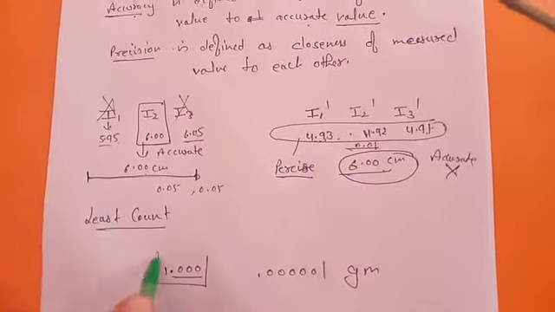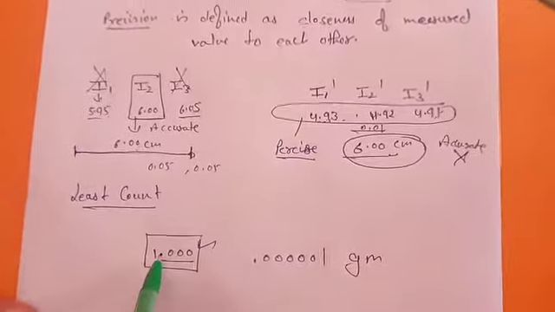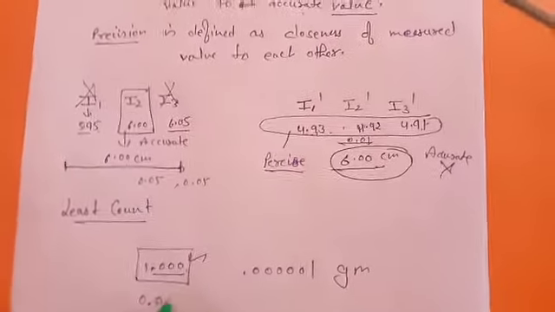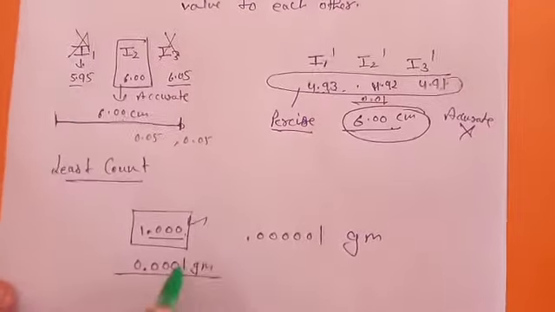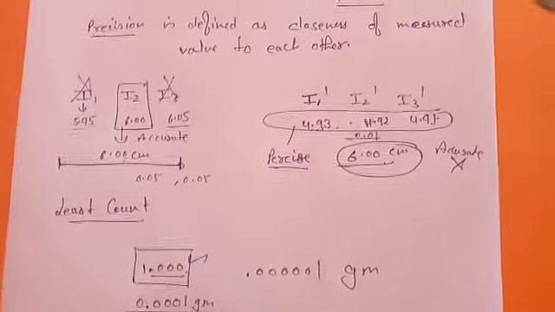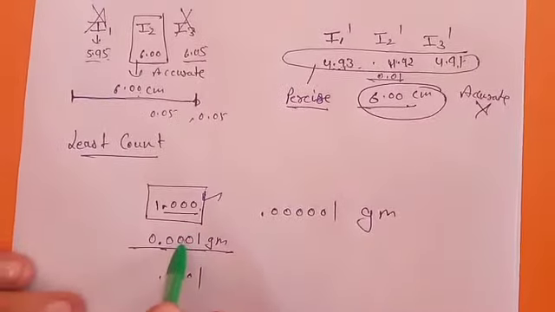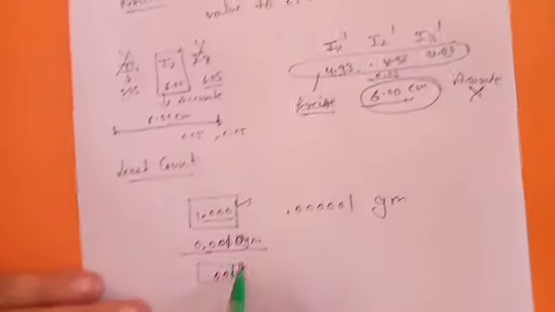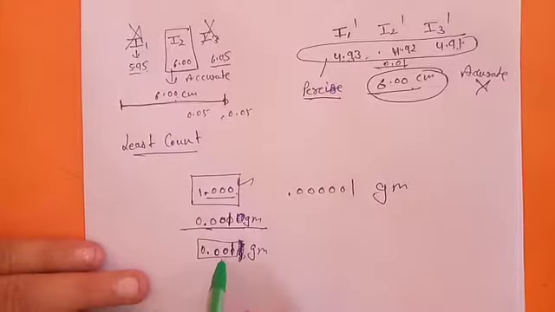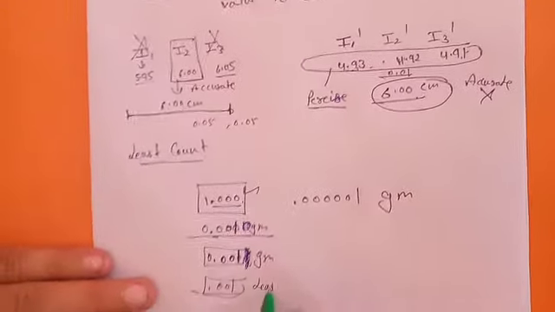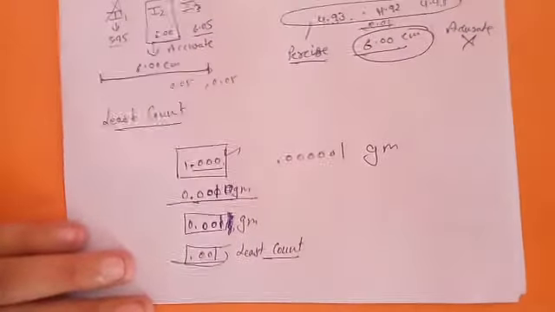If a scale can measure up to 3 digits after the decimal, what is the minimum value it can measure? It can measure 0.001 gram exactly, but below that it cannot measure. So the least count for this instrument is 0.001. This is the minimum measurement it can do. That's why for this instrument 0.001 is the least count. That is to say, the minimum measurement that can be done by any instrument is its least count.